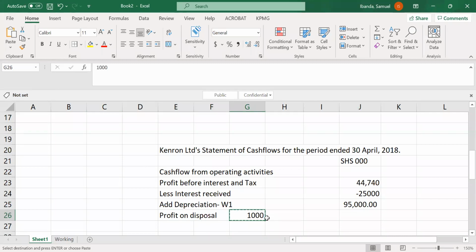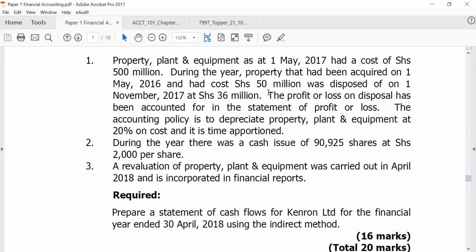So I'll pick here 1,000, bring it here, and I'm going to less it. The reason why I'm lessing it is because the examiner even mentioned it, that the profit and loss on disposal is part of the profit for the period. I think they said it here: they said the profit or loss on disposal has been accounted for in the profit and loss. So you should be able to picture that up and include it accordingly. Okay.